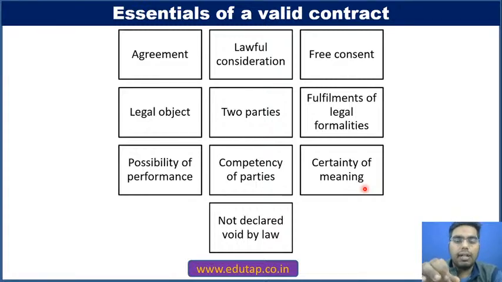So there should be absolute certainty regarding the object, the consideration, the parties, the consent, and the formalities. There should be certainty of meaning. You cannot make a contract with uncertainties. Am I clear to you? Guys, this is the most important slide of the contract. Many questions will be asked from this slide only. So if you are having any doubt in this particular slide, ask me now. Please ask me.